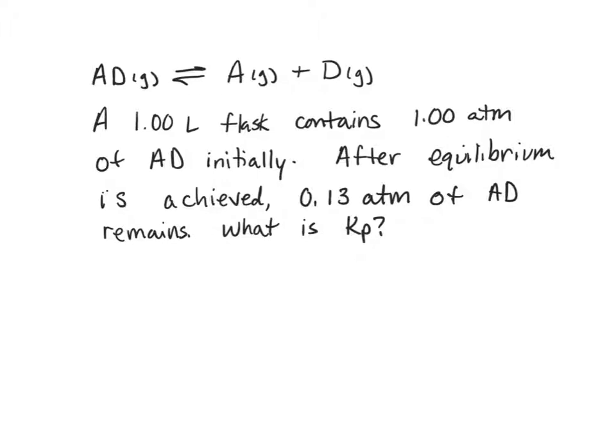So we have our generic reaction, AD decomposing into A plus D. We've got a 1 liter flask that contains 1 atmosphere of AD initially. After equilibrium is achieved, 0.13 atmospheres of AD remains. What is our Kp value? So work on this, work with your neighbor. I'll come around, and then we'll finish this off. Last of the chapter.